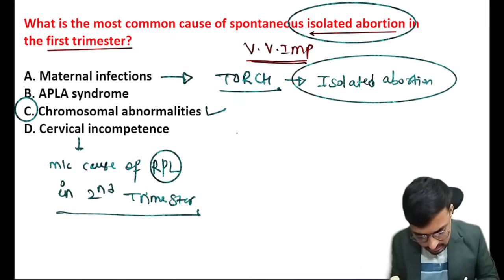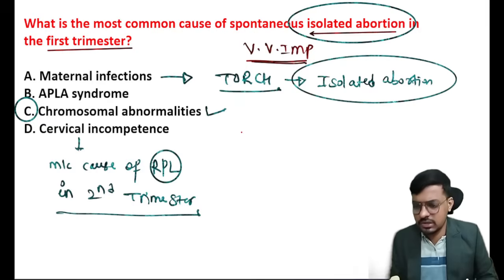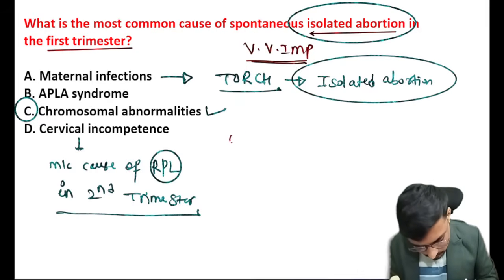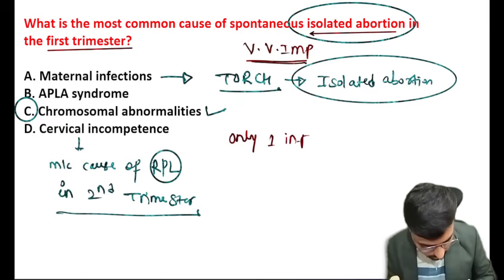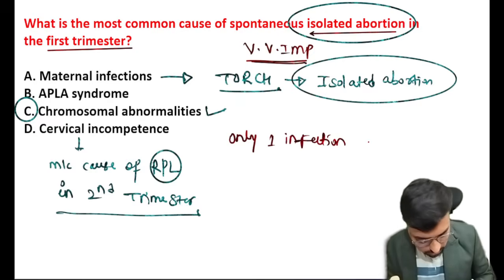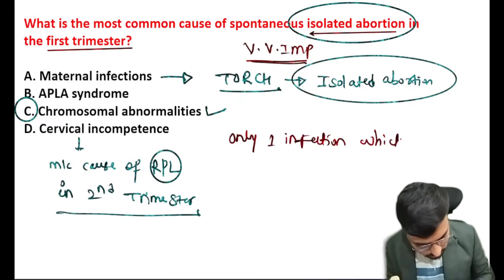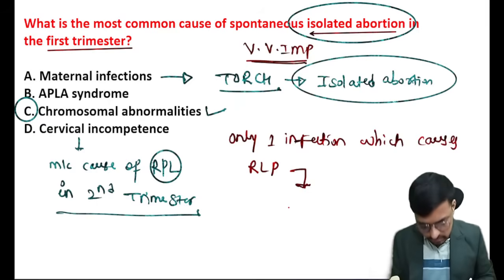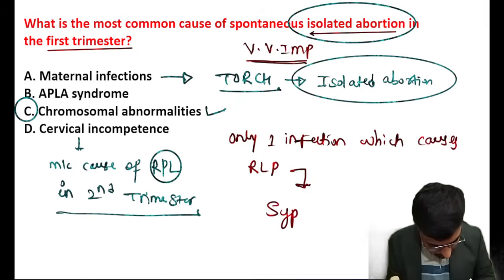Only one infection will cause recurrent loss of pregnancy. Can anyone answer? Which only one infection has the ability to cause recurrent loss of pregnancy? Yes, very nice of you all. That is syphilis.